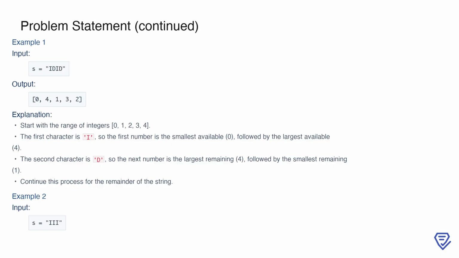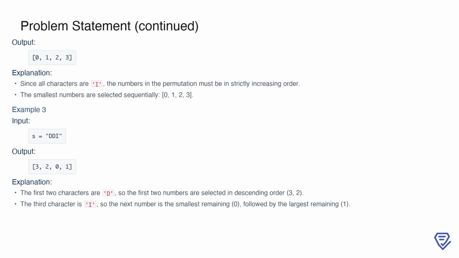The first character is I, which means we need to select the smallest available number first, followed by the largest available number. So, we start with 0 and then choose 4. The second character is D, so we pick the largest remaining number, which is 3, followed by the smallest remaining number, 1. By continuing this process for the remaining characters, we get the permutation 0, 4, 1, 3, 2. This satisfies the conditions in the string and is one valid solution.